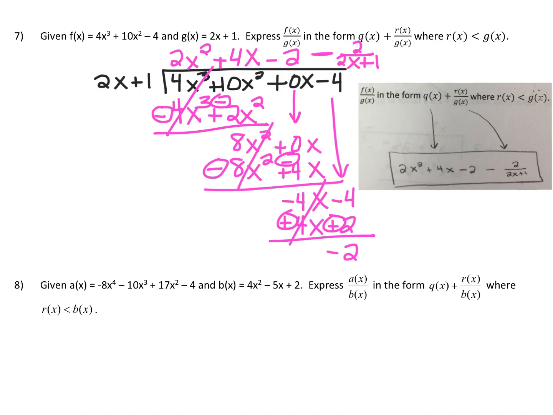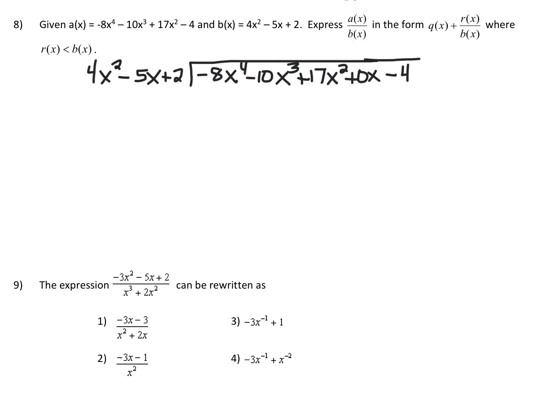Okay, we're going to do the same exact thing for number 8. If you notice with this one, again, they went from an x squared term down to the number. So we had to put plus 0x as our placeholder. All right, so this time we have 3 terms on the outside, which is not a big deal. I mean, you still follow the same process.